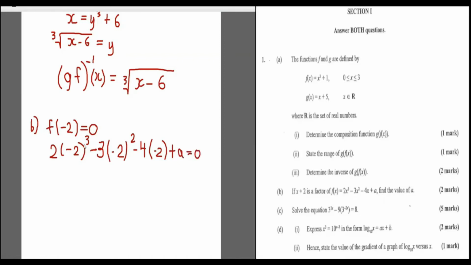So negative 2 cubed is negative 8. Negative 8 times 2 is negative 16. And then negative 2 squared is 4. 4 times minus 3 is minus 12. And then minus 2 times minus 4, that's positive 8. Plus a, and that's equal to 0.